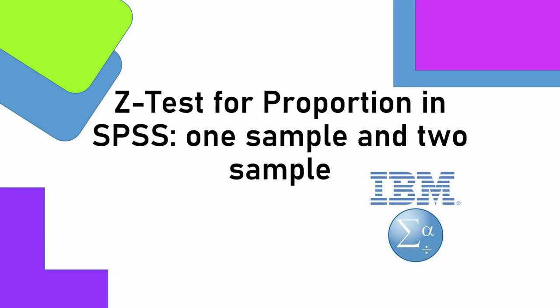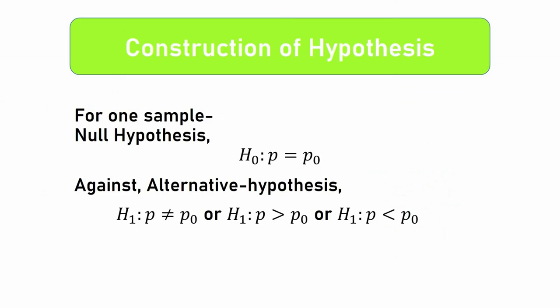Today we will dive into the world of parametric tests, more specifically the Z test for proportion in IBM SPSS software, for both one sample and two sample cases. So the first step is to construct the hypothesis.